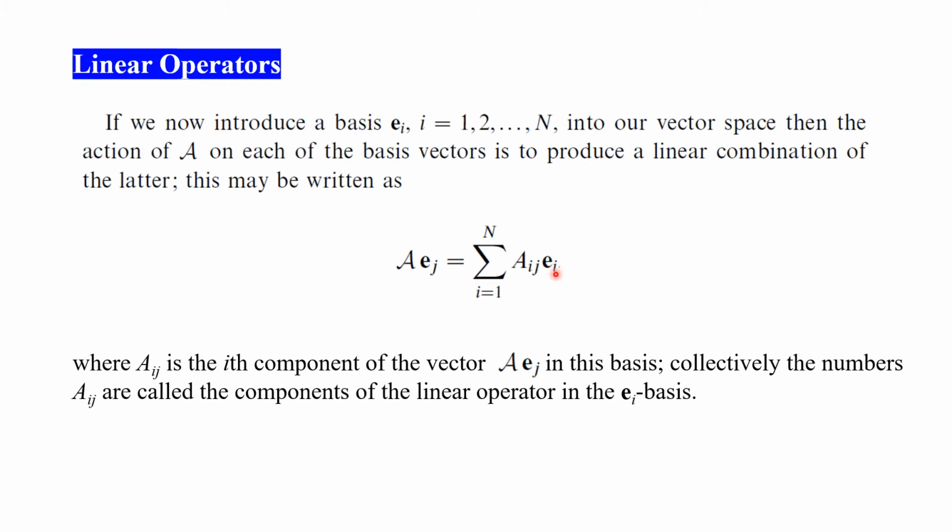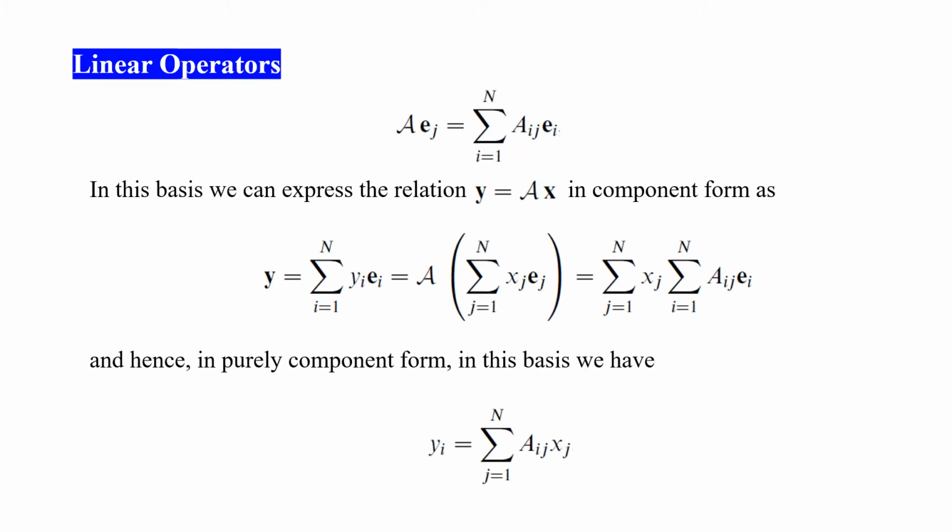Here, your Aij is the i component of the vector AEj. So this is a vector, but this vector is produced such that you have your vector A acting on Ej. And collectively, the numbers Aij are called the components of the linear operator in the Ei basis.